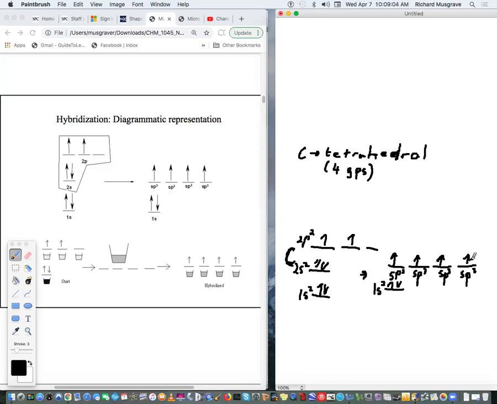Now, the point is that the number of hybrids we get is going to be the result of knowing how many electron groups we have around the central atom. So this is always going to be based on the overall shape.